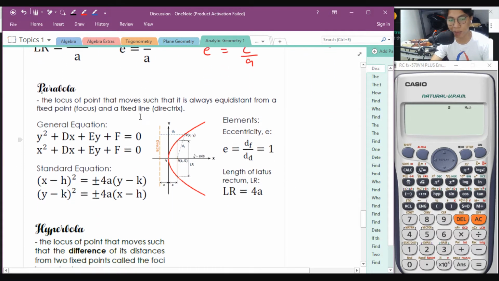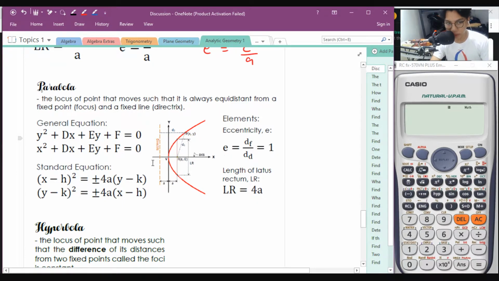Now, for the parabola, the locus of the point that moves such that it is always equidistant from a fixed point, the focus, and a fixed line, the directrix. For the general equation, there are two forms because your major axis may be vertical and the minor axis horizontal, or they may be reversed. It may open upwards, downwards, left, or right. That depends on the sign in your equation in the standard form.